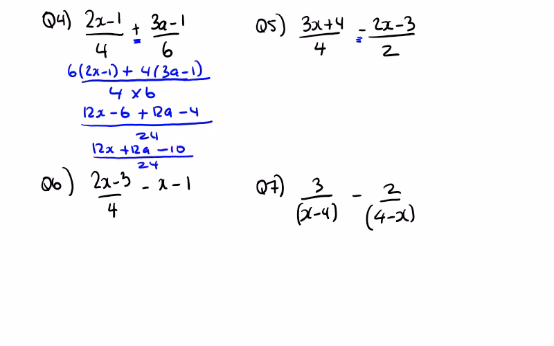Is there a common factor that anyone can see? Definitely 2. So we're going to divide every term by 2. So 12x divided by 2 is 6x. 12a divided by 2 is 6a. 10 divided by 2 is 5. And on the bottom, we're going to have a 12. So that's it, fully complete.